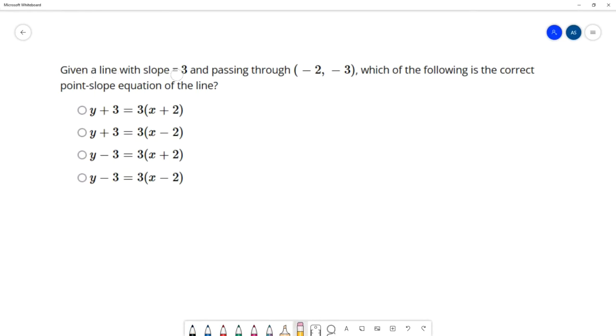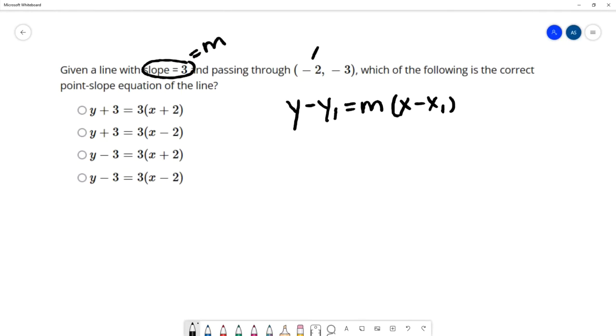Given the line with the slope of 3 and passing through the point negative 2, negative 3, which of the following is the correct point-slope equation of the line? The point-slope formula is y minus y1 equals m times x minus x1. The slope is m, and the point is x1, y1.